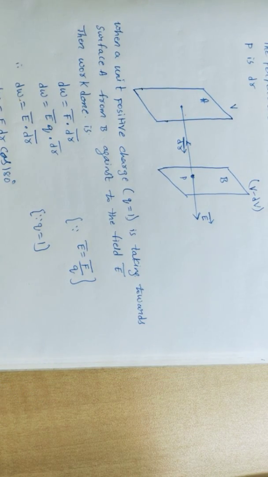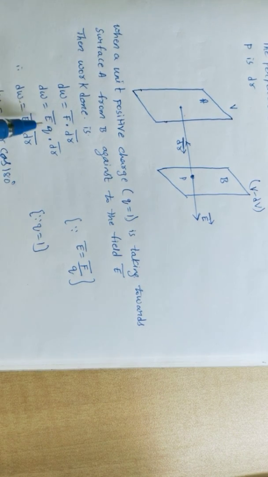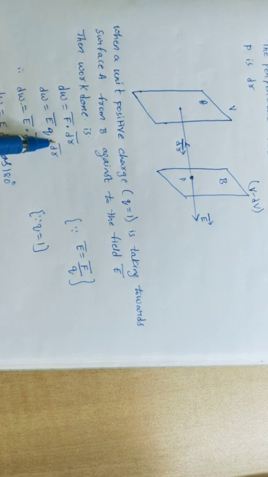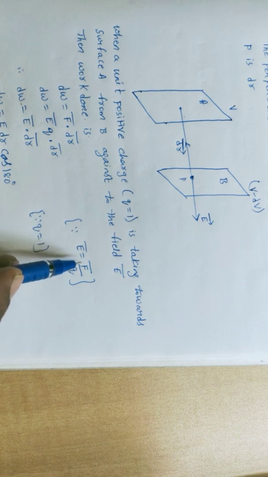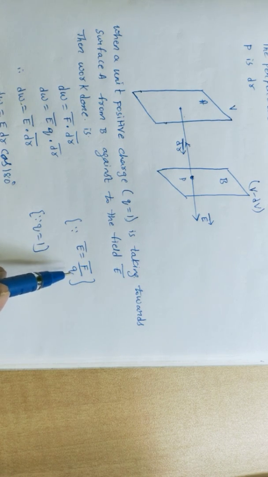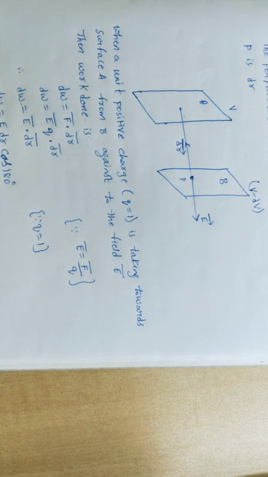By the concept of work done, we know dW is equal to F bar dot dr bar. So dW is equal to E bar Q into dr bar. Since electric field intensity E bar is equal to F bar by Q, and we have already chosen Q equal to 1, that is a unit positive charge, therefore dW becomes E bar dot dr bar. dW is equal to E bar dot dr bar.